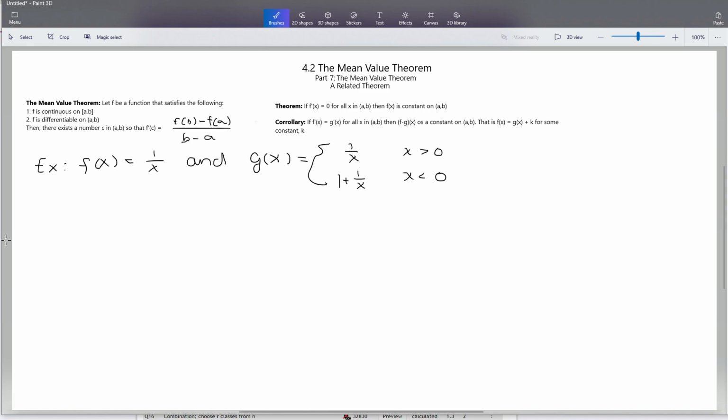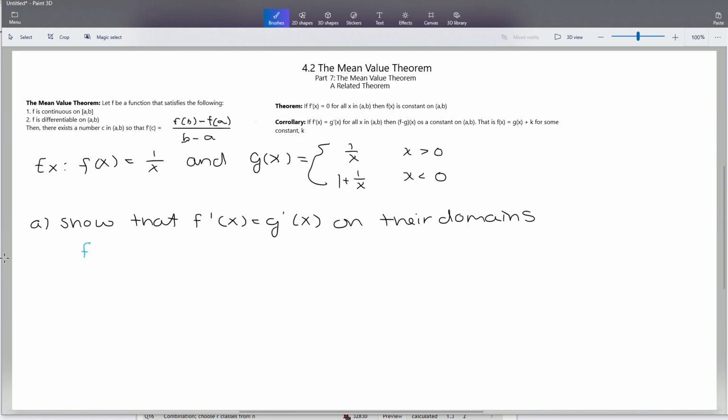Now let's go ahead and look at what the questions are. So we're going to show that f prime of x is equal to g prime of x on their domains. Okay, so let's go ahead and do that.